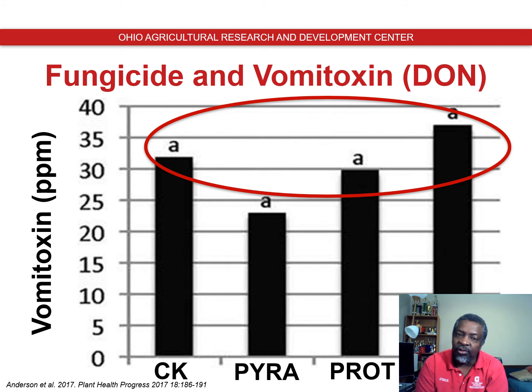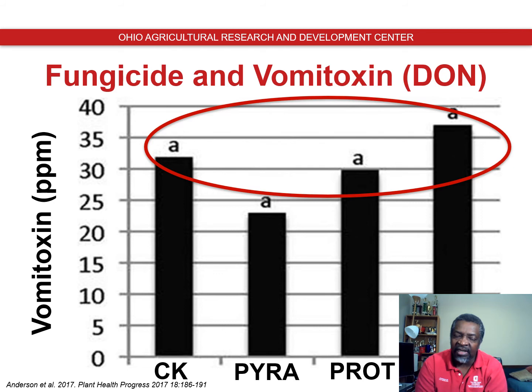However, again, even though these 3 fungicides reduced the level of visual symptoms, when you look at the efficacy against vomitoxin in the grain, they were not significantly different from the untreated check. The untreated check had about 32 parts per million vomitoxin. There was a numerical reduction of vomitoxin level with some of these treatments, but these differences were not statistically significant. This is because fungicide efficacy against Gibberella ear rot and vomitoxin in corn is known to be highly variable.